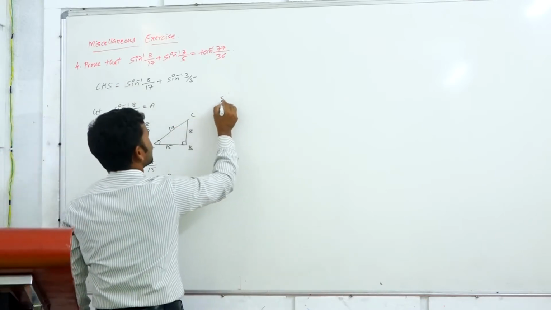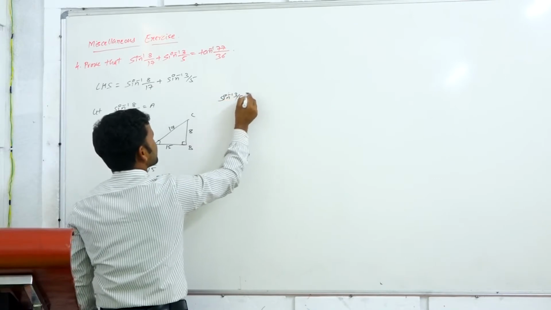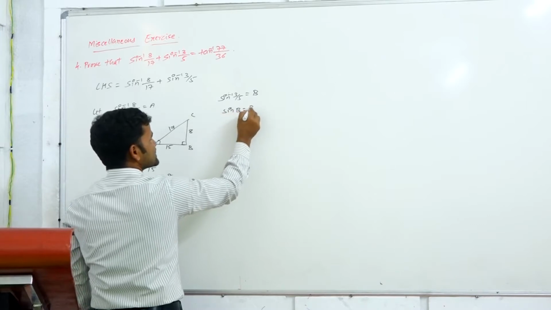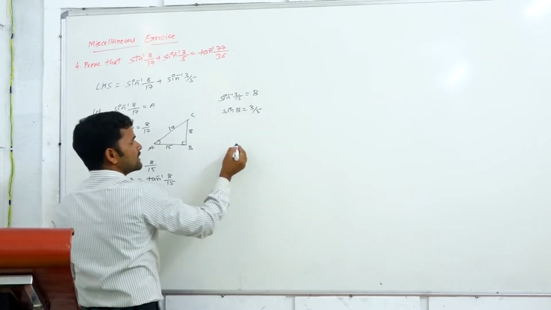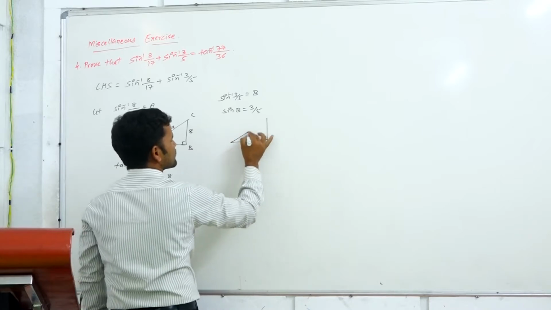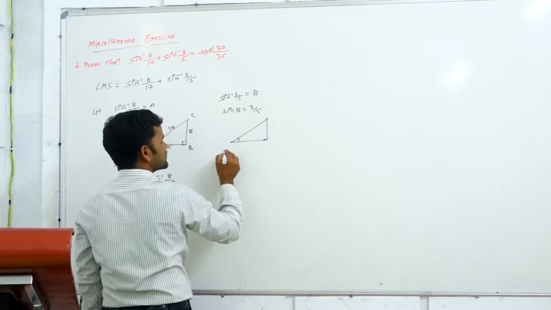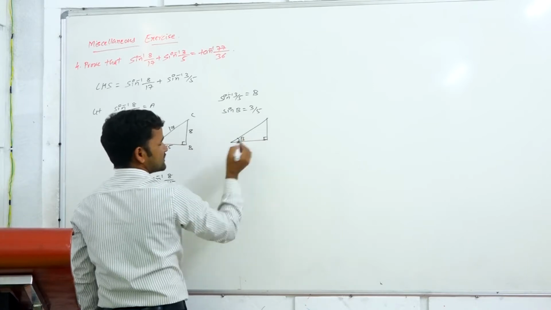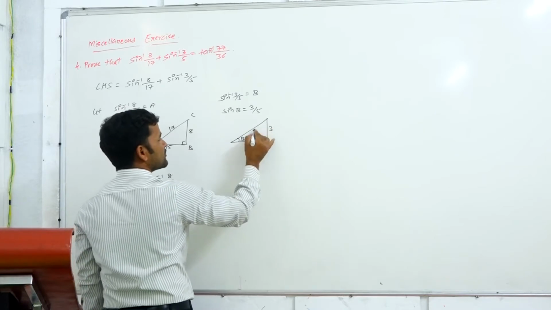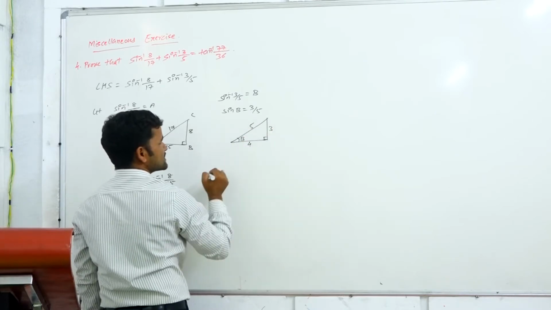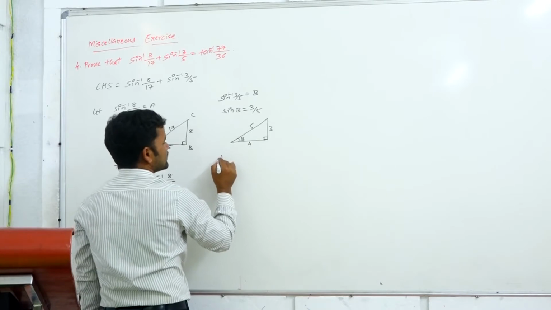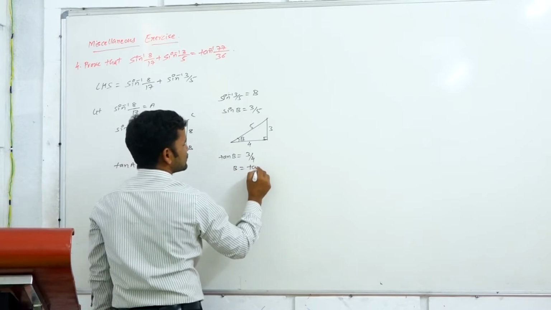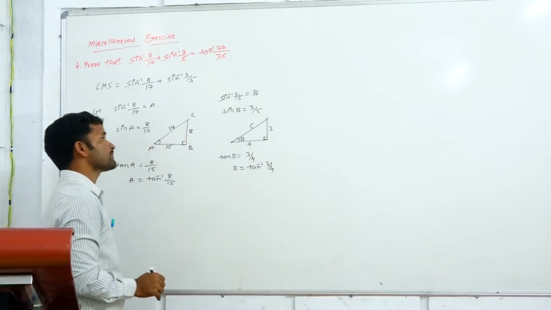In the same way, let me take sine inverse of 3 by 5 is equal to some angle b. This is nothing but sine b is equal to 3 by 5. Considering a right angle triangle with b here, and the right angle here, the ratio of opposite and hypotenuse is 3 by 5. Adjacent side will be 4. Then tan b is equal to 3 by 4. We have b is equal to tan inverse of 3 by 4.